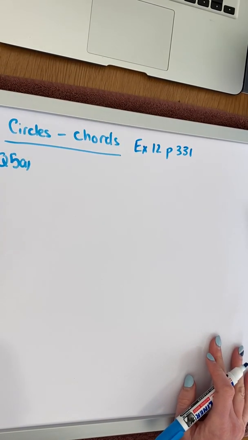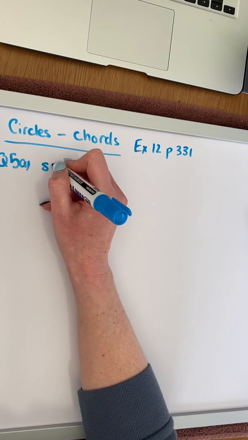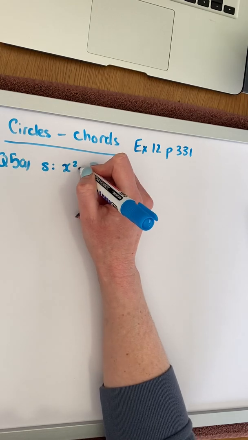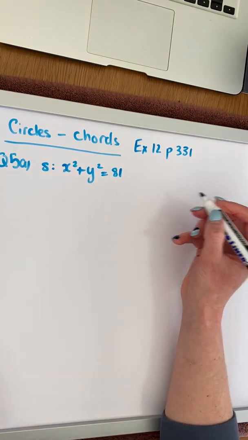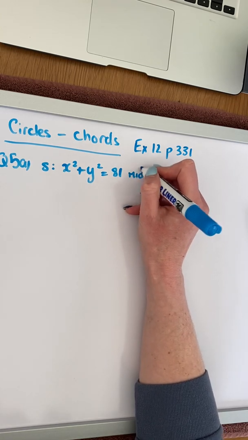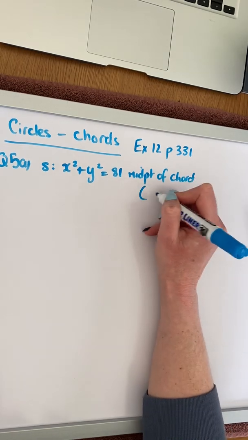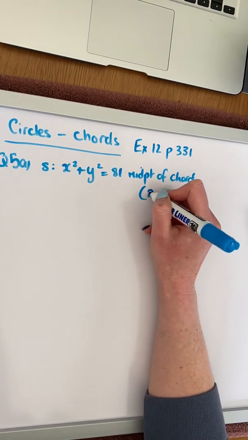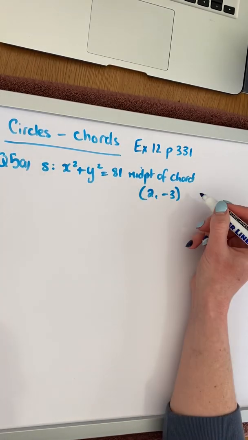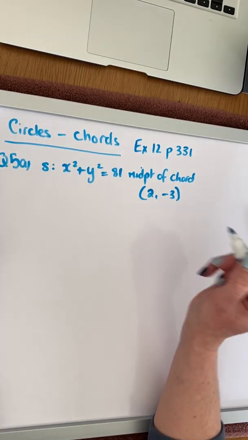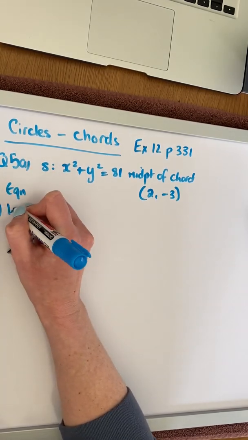So the first thing we're being asked here is to find the equation of the chord of the circle. So we are given the equation of the circle, which is x squared plus y squared equals 81. And we are also told that the midpoint of the chord is the point (2, -3). So we want to find the equation of the chord and the length of the chord. So we're asked to find two things. Number one, the equation of the chord, and two, the length.